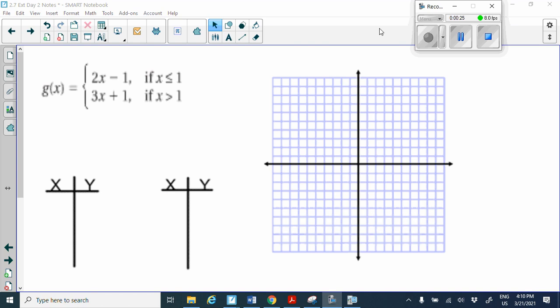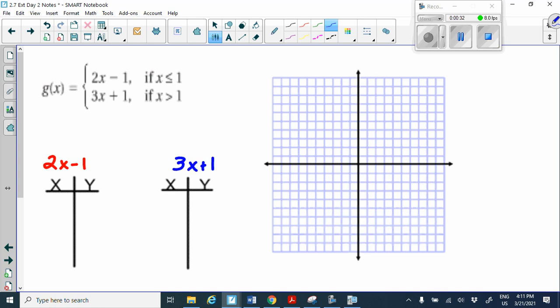So here, we're going to say the first one is for the 2x minus 1, and then the other one's going to be for the 3x plus 1. Now, how do we decide where to start? Well, remember, we always start at the restriction. So for our equation of 2x minus 1, we start at 1. Now, looking at the restriction, our inequality is saying x is less than or equal to 1. So we need to determine, do we want x values that are smaller than 1 or bigger? We want smaller. So that's going to include like 0, -1, and -2.